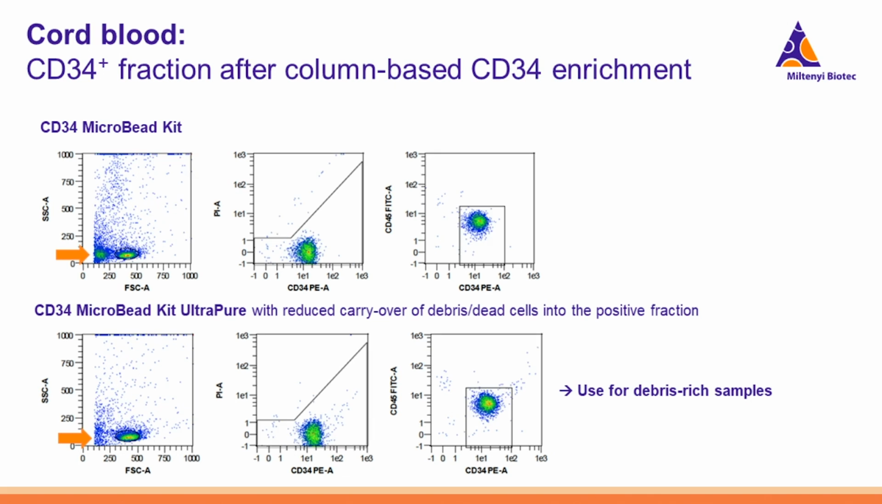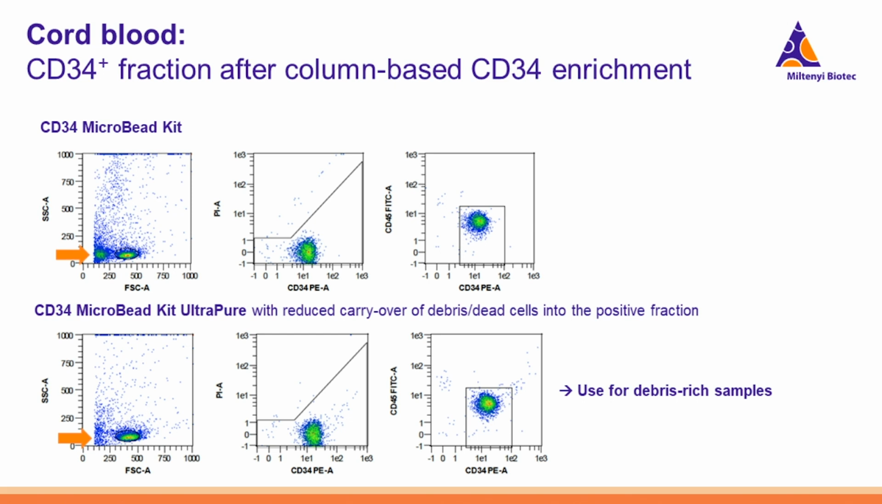Here, an example of CD34 separation from cord blood is shown. The separation was again performed either with the CD34 microbead kit on the top or the CD34 microbead kit UltraPure on the bottom. Again, the comparison of the classic CD34 microbead kit and the CD34 microbead kit UltraPure demonstrates the superiority of the CD34 microbead kit UltraPure with regards to less debris carryover, as shown by the cleaner cell population after CD34 enrichment. So, please keep in mind for HSC isolation.